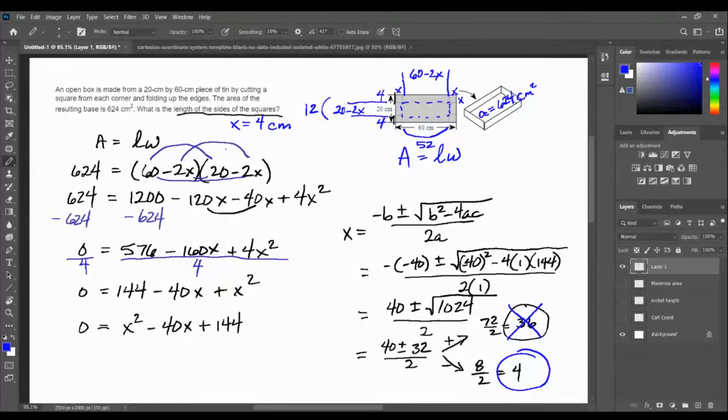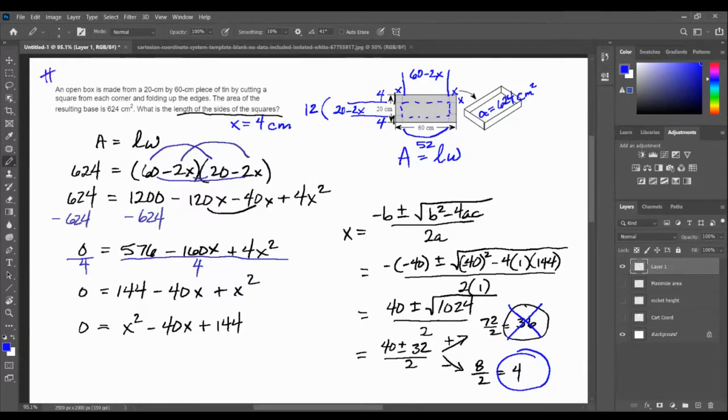Kind of thinking about, well, what would this look like? What are the sides of the base of the box once I cut it? How can I represent that algebraically? And then we end up with a quadratic. Quadratic formula works really well for that. So hopefully that helps. Let's see, that was question 20, right? Yeah.